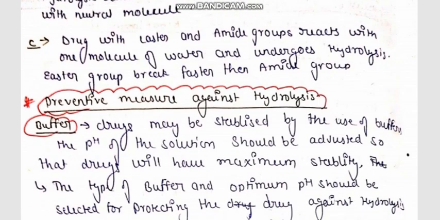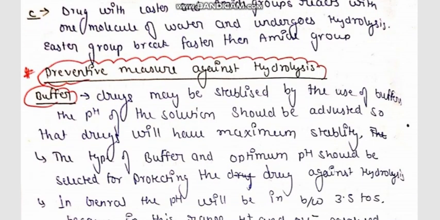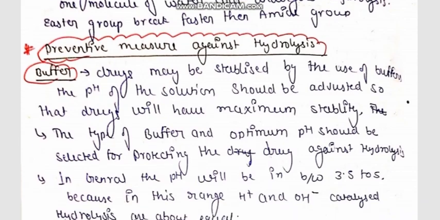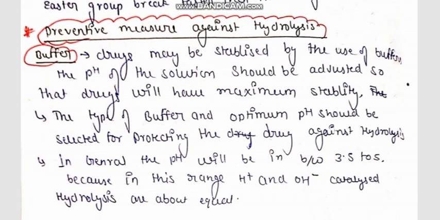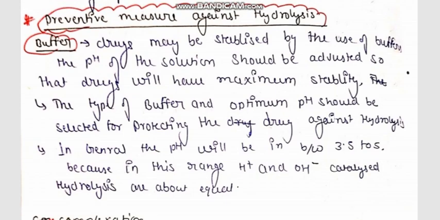Then what are the preventive measures which can be taken against hydrolysis reaction? Which measures can be taken to protect the drug so that it can't undergo hydrolysis reaction? First is buffer. Drugs may be stabilized by the use of buffer. The pH of the solution should be adjusted so that the drug will have maximum stability.